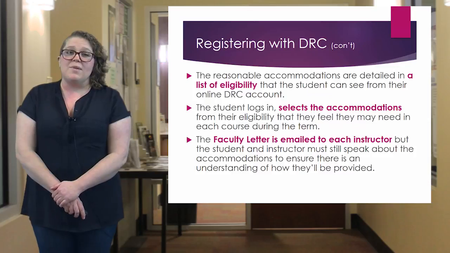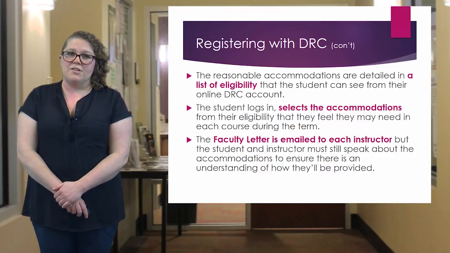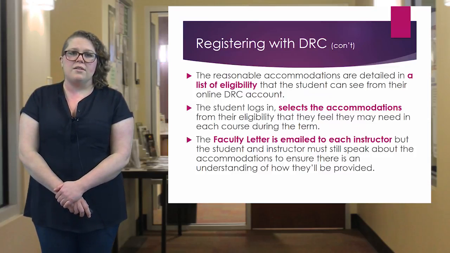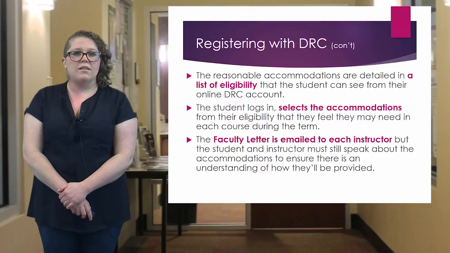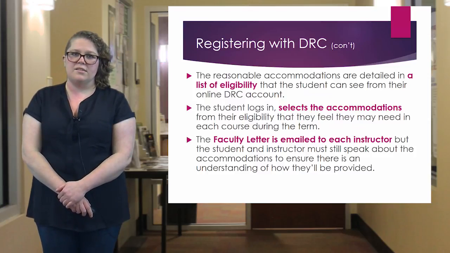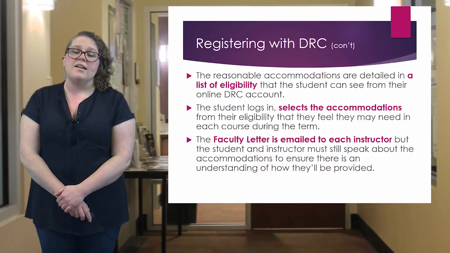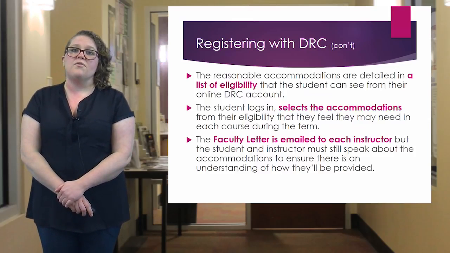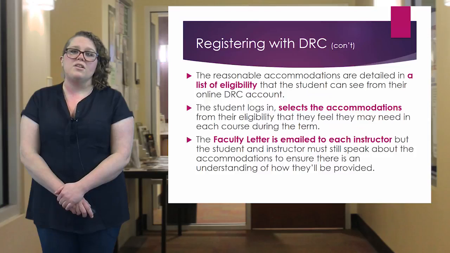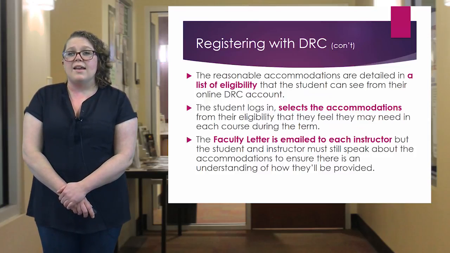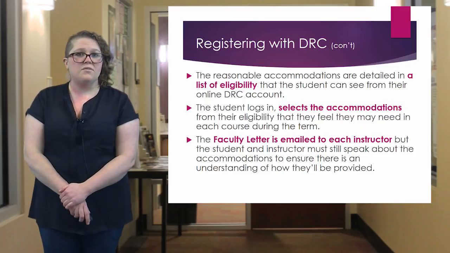So once we have made that determination of accommodations, they get a list of eligibility that shows up in an online profile that they have access to through our office. And they can then go in and select specific accommodations from that list that they want to use in your course. And they'll do that for every course that they're registered for this term and in the future.